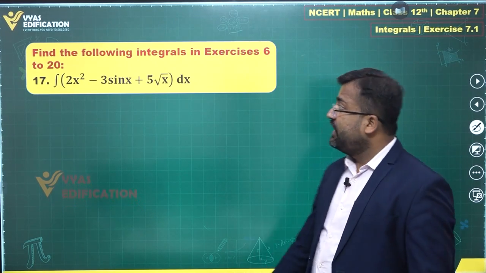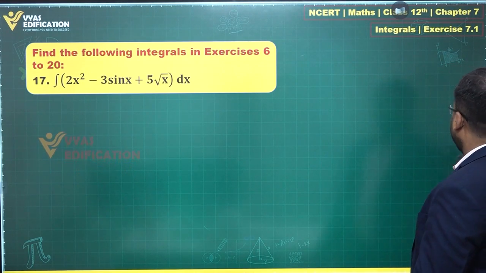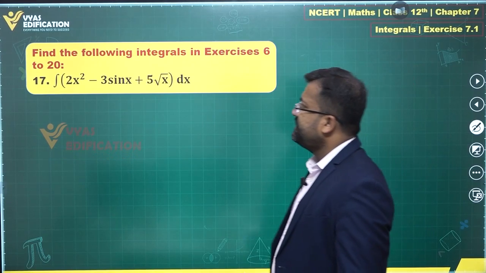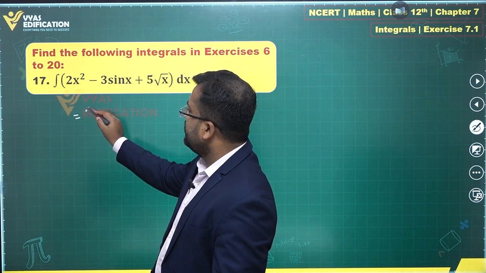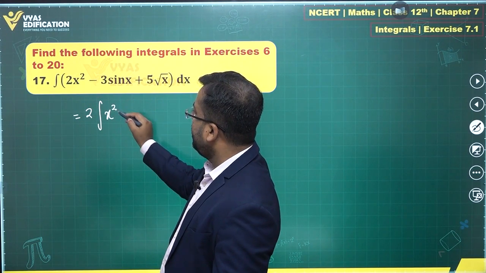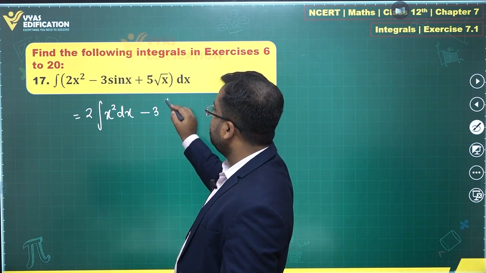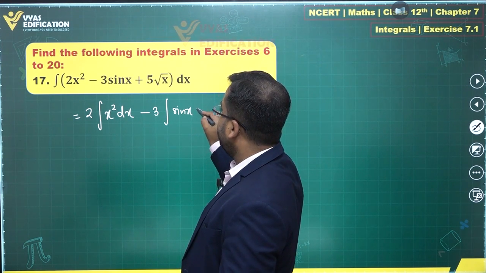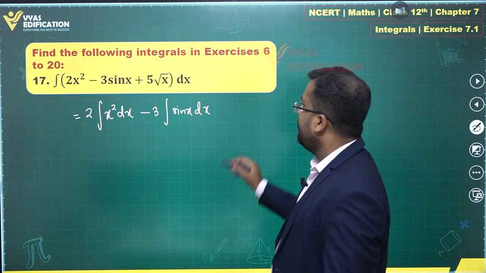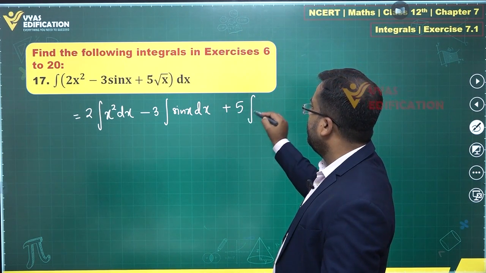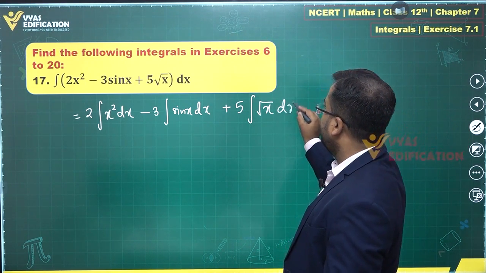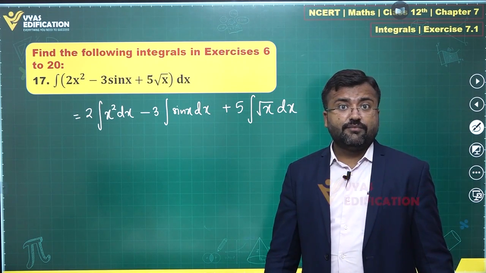In the 17th question, we have 2x^2 minus 3 sin x plus 5 root x. Once again, we have different types of functions, so it can be split as 2 times the integral of x^2 dx, minus 3 times the integral of sin x dx, plus 5 times the integral of square root of x dx. This is what we have.